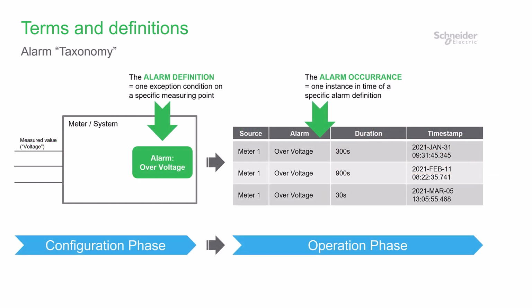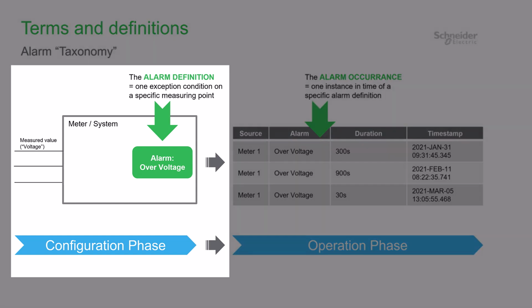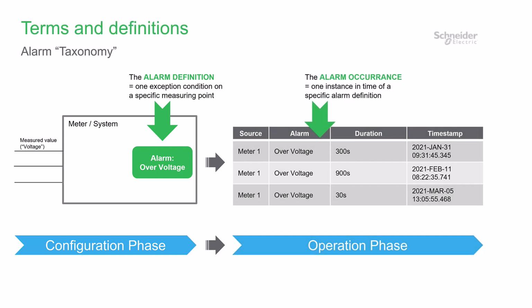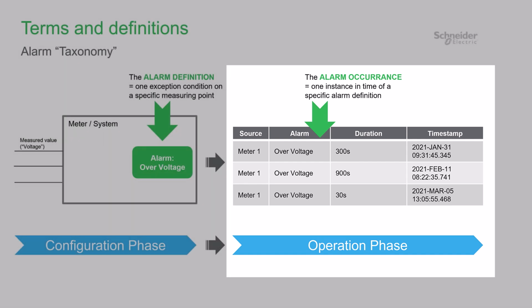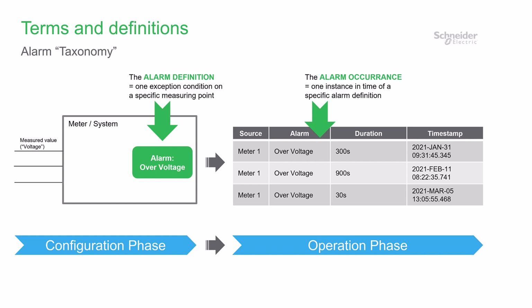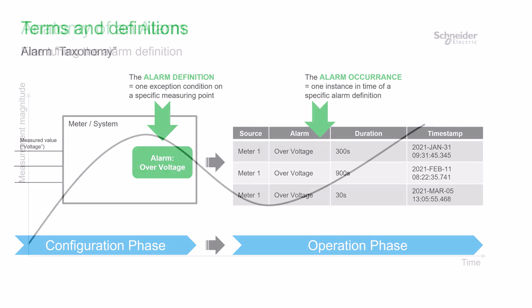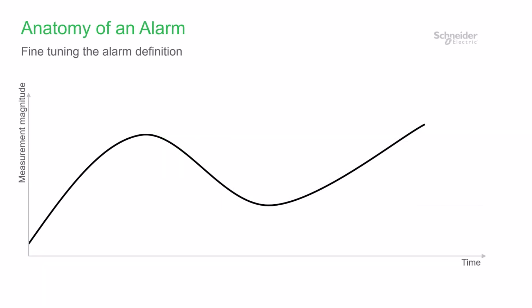It is important to distinguish an alarm definition from its occurrence. Alarm definition is part of the configuration phase of the system deployment, and it includes the conditions that need to be met in order to trigger the alarm. An occurrence, on the other hand, is each instance of these conditions appearing. It is directly linked to the operation phase. Note that one alarm definition can have many occurrences over time. So, how are the conditions to trigger an alarm defined?